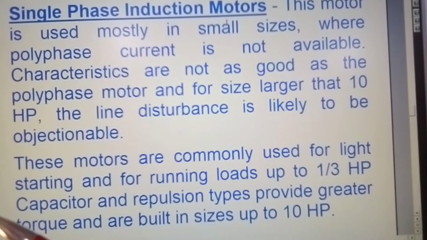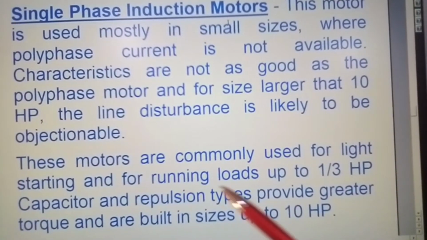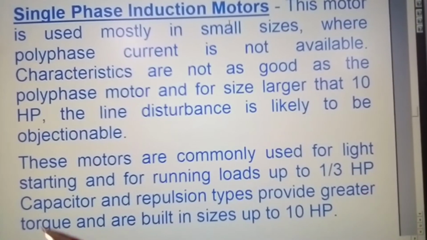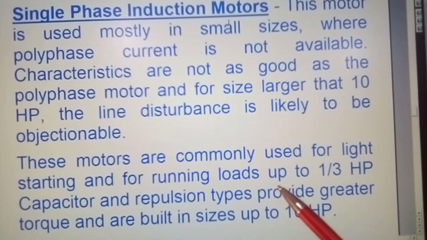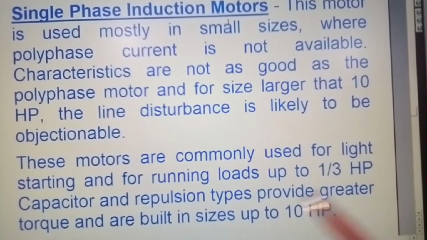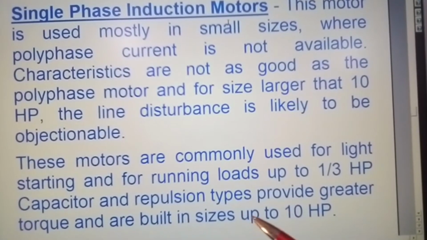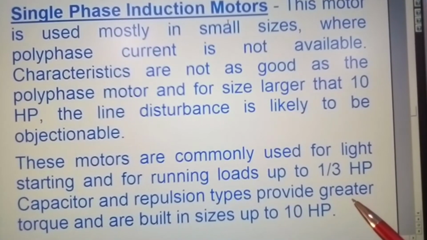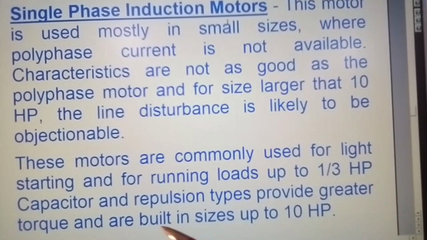Okay, these motors are commonly used for fractional horsepower starting and for running loads up to 1/3 horsepower. Capacitor and repulsion types provide greater torque and are built in sizes up to 10 horsepower.